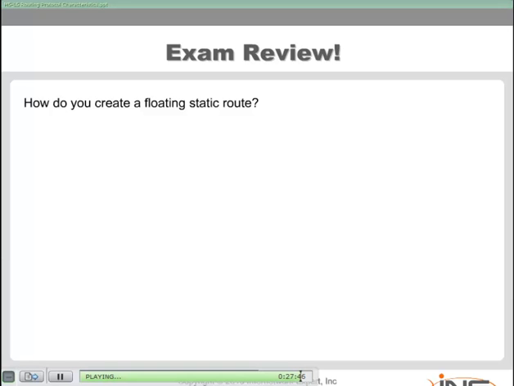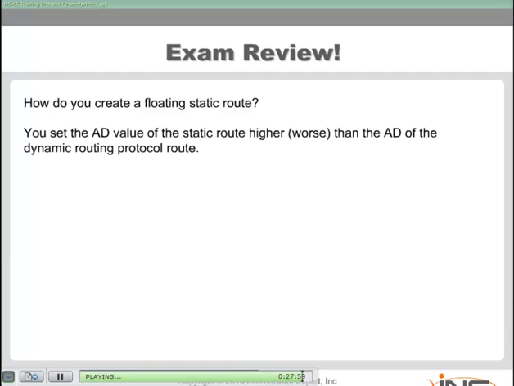Let's do some exam review now. How do we create a floating static route? We know how to do that, right? We go ahead and we set the AD value of the static route to a higher, therefore worse value than the administrative distance of the dynamic routing protocol route.